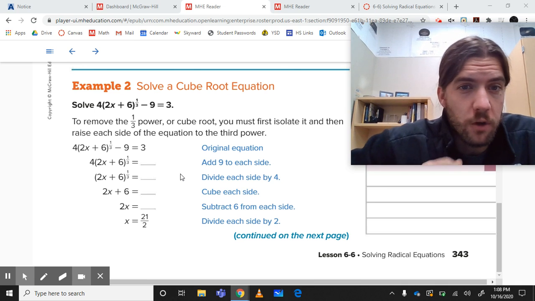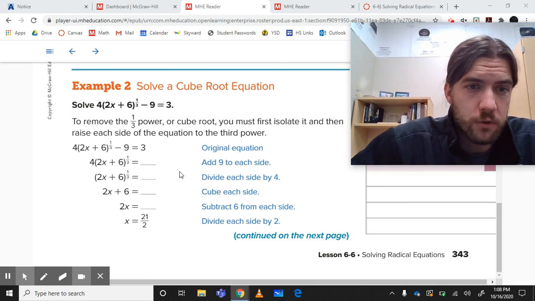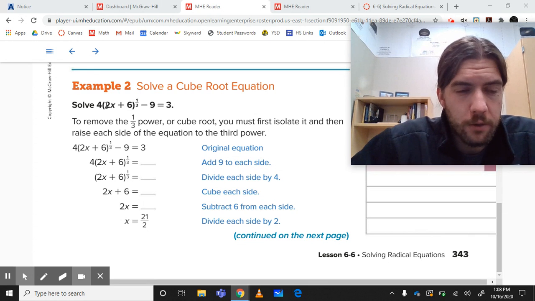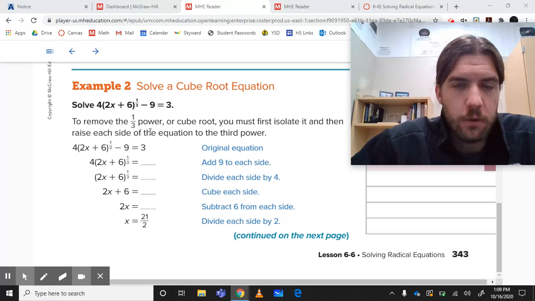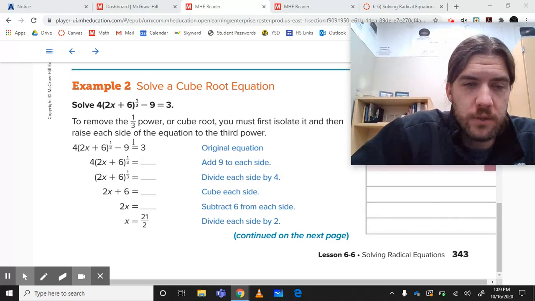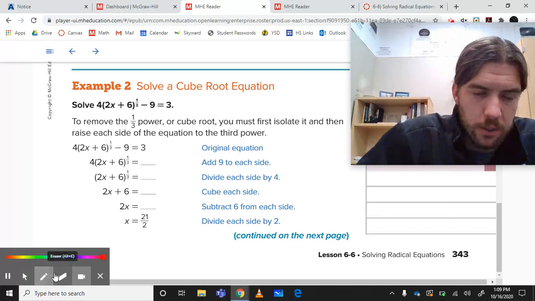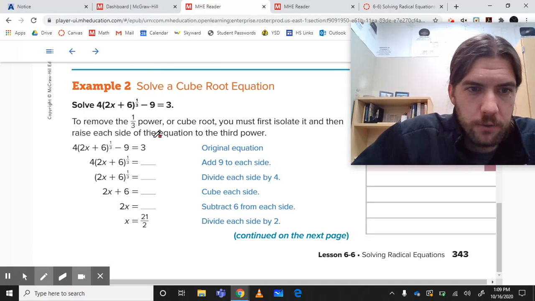Okay, on example 2, we're going to solve a cube root equation. So we're going to solve 4 times the quantity 2x plus 6 raised to the 1/3 power minus 9 equals 3. To remove a 1/3 power or a cube root, you must first isolate it and then raise each side of the equation to the third power. I'm going to go through these steps and then take a moment to talk about these fractional exponents.